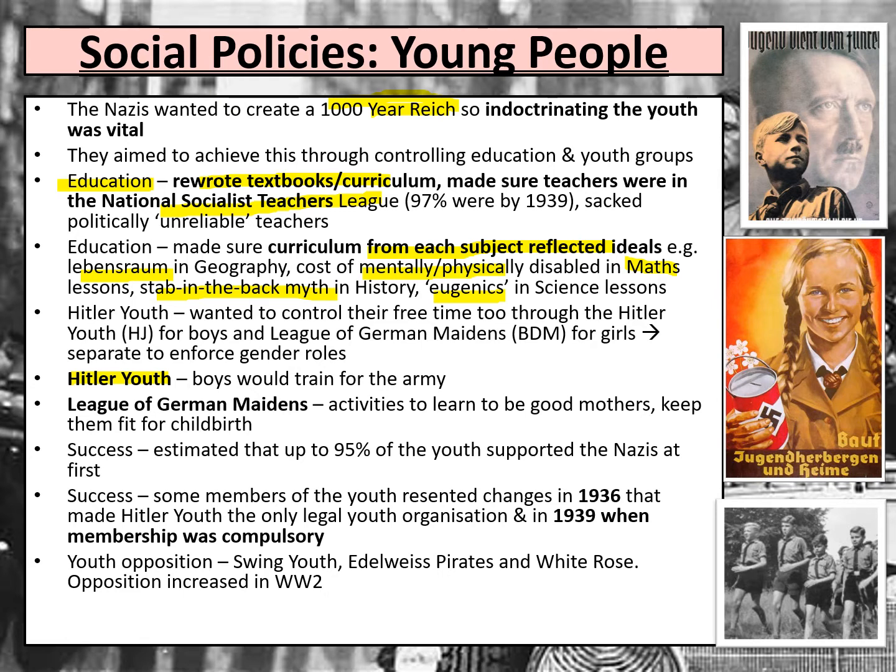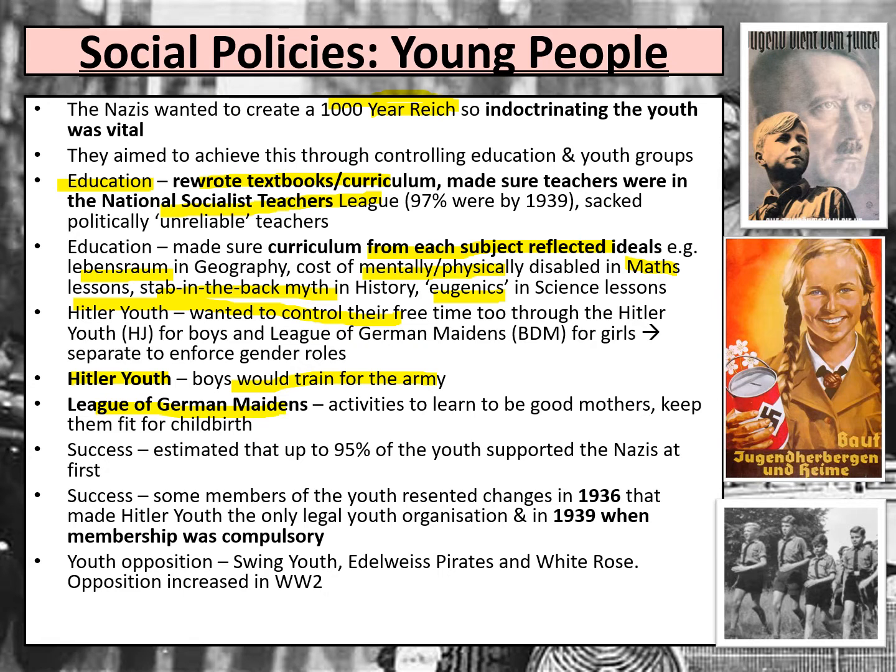But they also wanted to control their free time, and they did this through the Hitler Youth. Now, the Hitler Youth had actually been around since 1925, but as the Nazis came to power, this group got more and more popular. The Nazis wanted all of the young people to be in it, because then it would train them for their future roles in society. Boys in the Hitler Youth would train for the army, and they would do lots of military drills. And girls would be part of the sister organisation of the League of German Maidens.